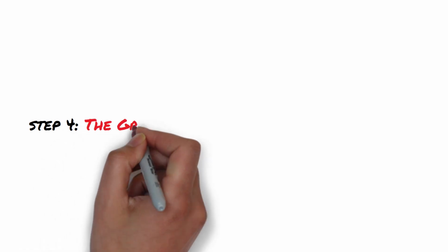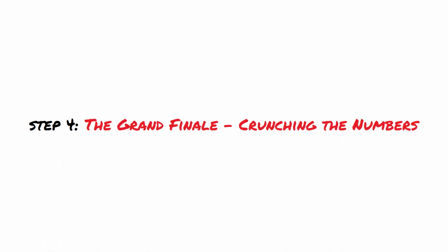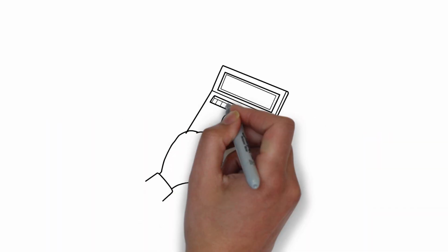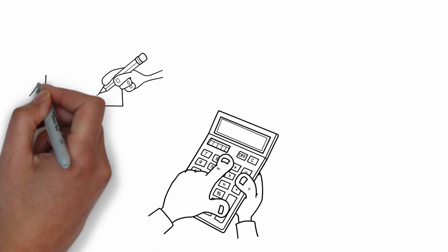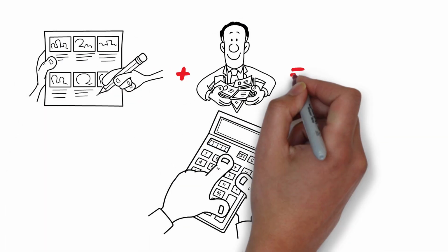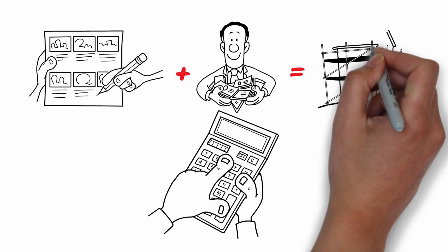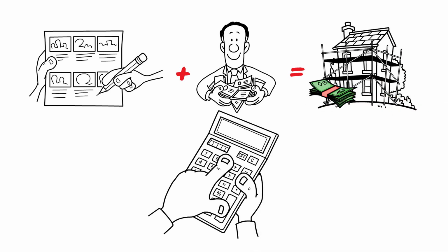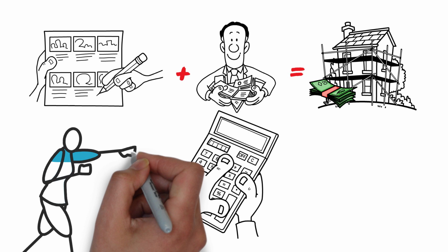Step 4. The grand finale, crunching the numbers. And now the grand finale, the art of crunching the numbers. Add up your renovation plan, factor in the contingency budget, and voila. You have the total renovation costs. It's like mastering the final move in a martial arts sequence.